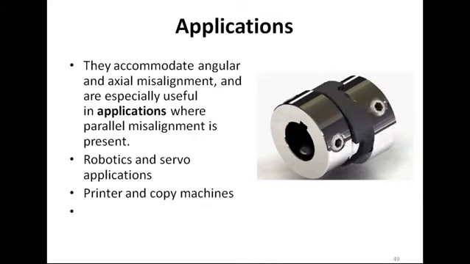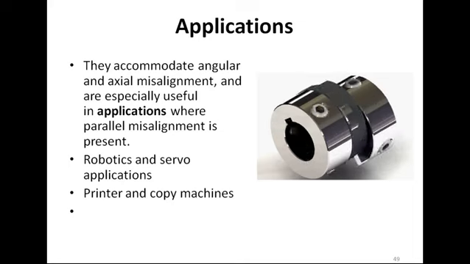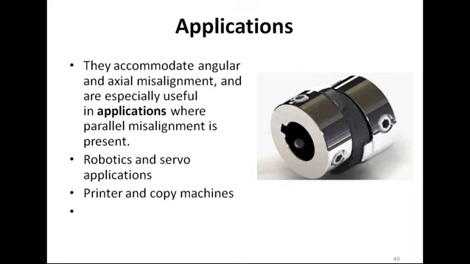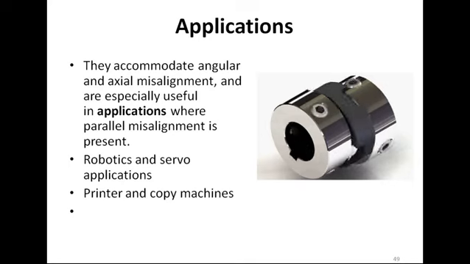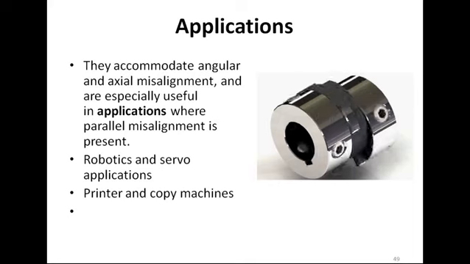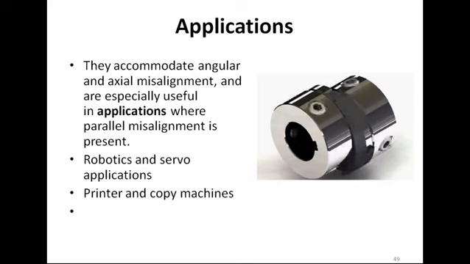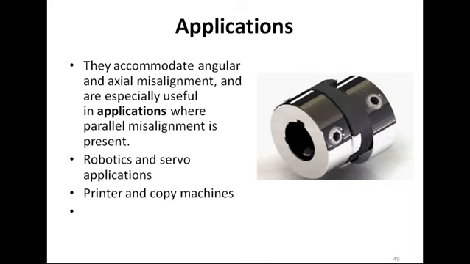The application for this: they accommodate angular and axial misalignment and are especially useful in applications where parallel misalignment is present. So in robotics and servo applications it can be useful. Then also it can be useful in printers and copy machines.